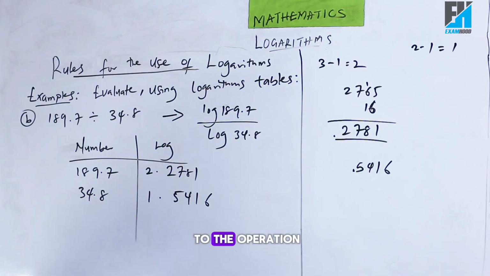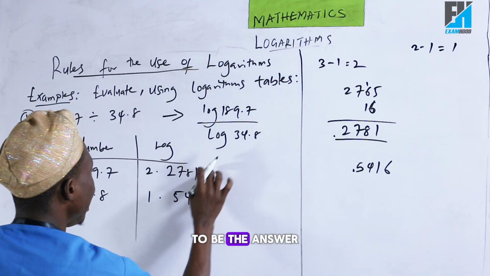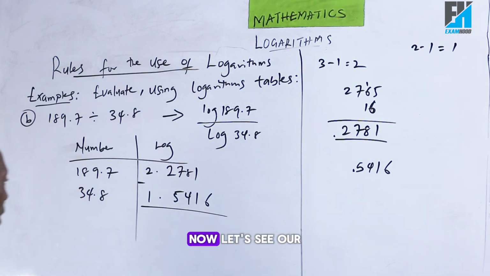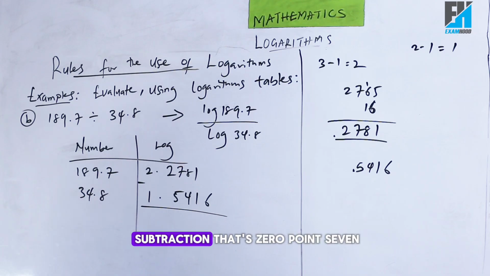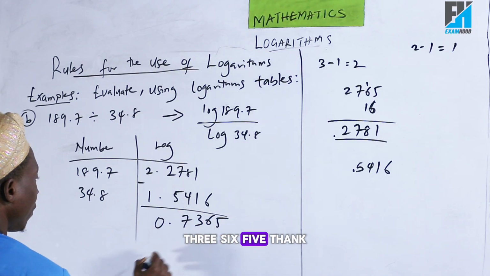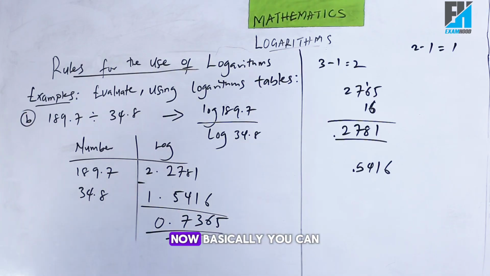And now, back to the operation. Operation says division, and I told you to do what? Subtraction. In this case, the answer of this minus the answer of this. So, you have this to be this. Now, let's see our subtraction. That's 0.7365.